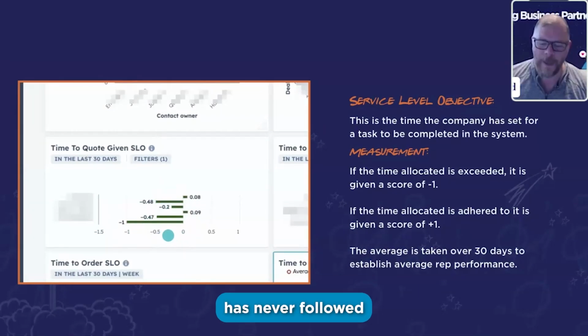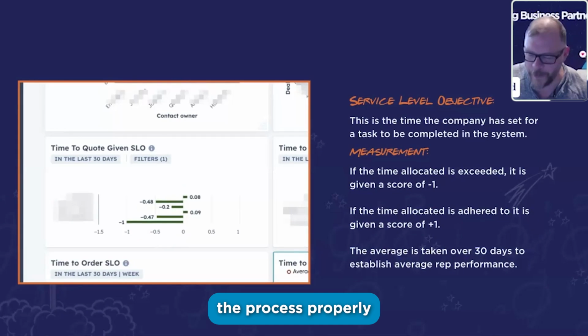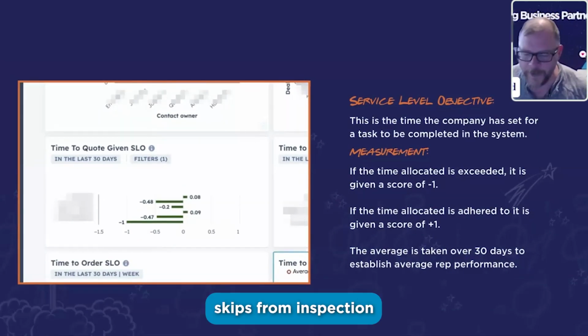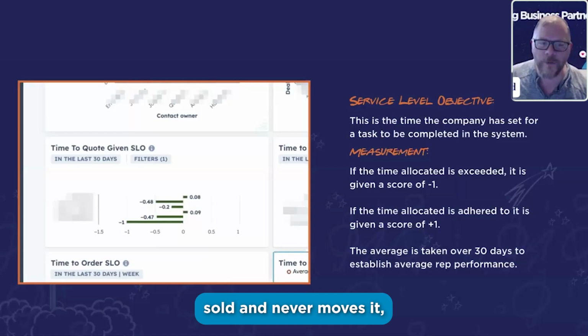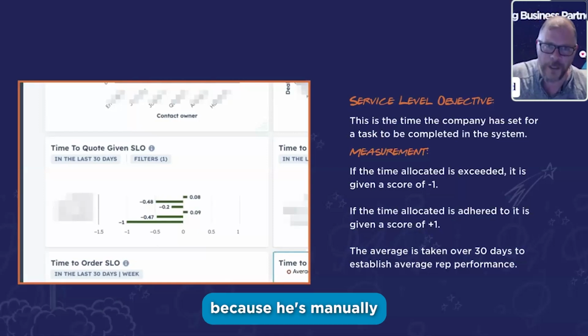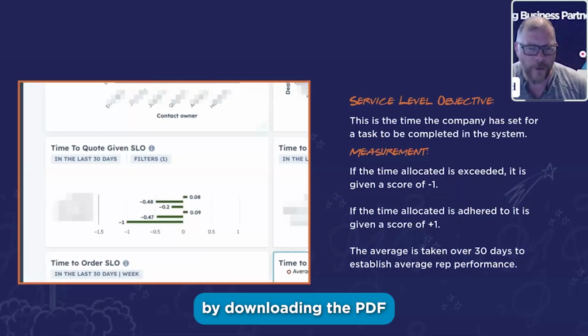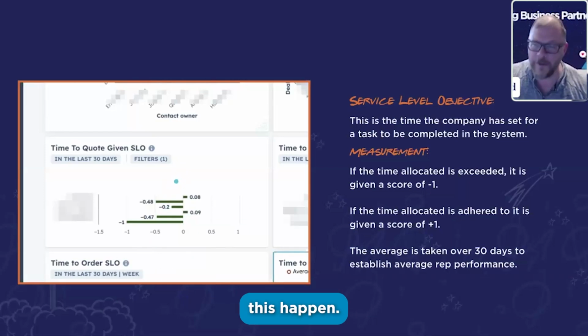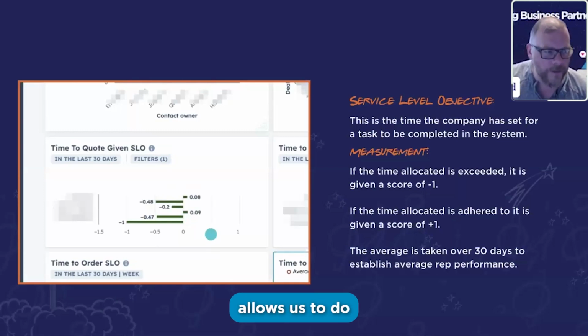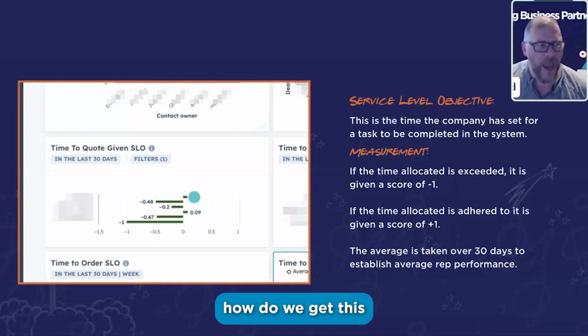But if this guy has never followed the process properly and just skips from inspection complete to job sold and never moves it to contract sent, because he's manually sending the Sumo quote by downloading the PDF and emailing it, this won't work. And I've seen this happen, right? It's like, well, the reports aren't working. It works just fine. Your people aren't working. But what this allows us to do is say, okay, how do we get this faster? How do we get this to happen faster?